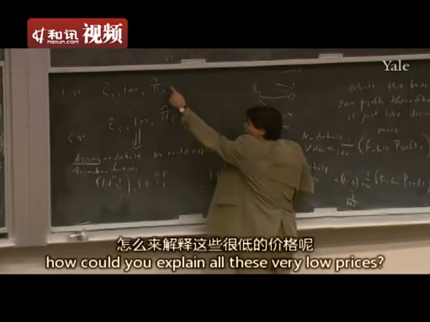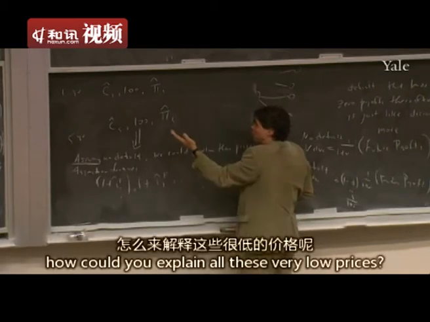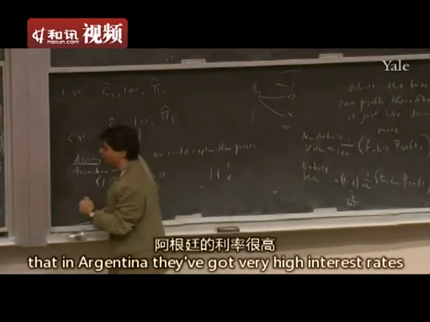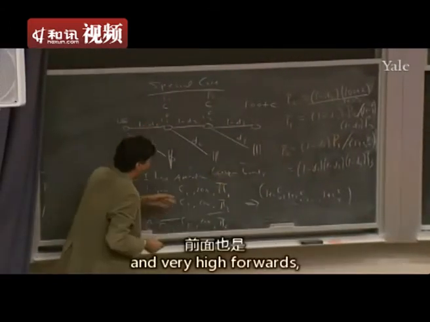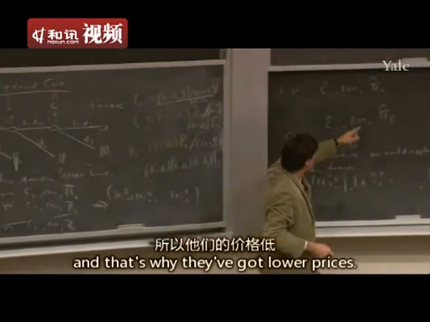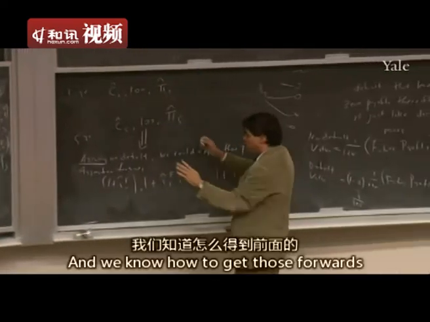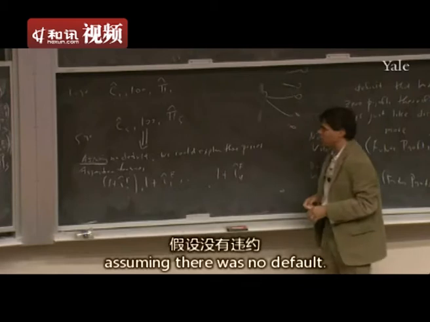contrary to fact, how could you explain all these very low prices? Well, you must think that in Argentina they've got very high interest rates and very high forwards, so they're discounting more, and that's why they've got lower prices. And we know how to get those forwards, assuming there was no default.